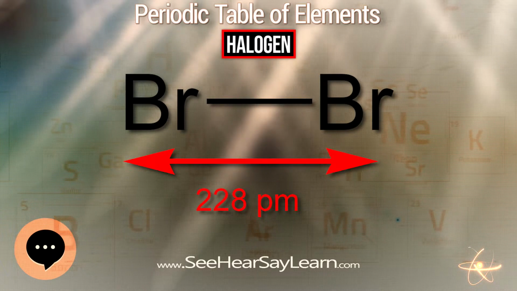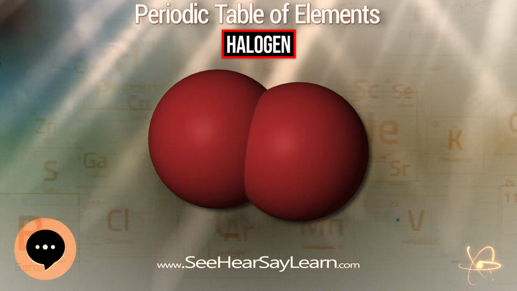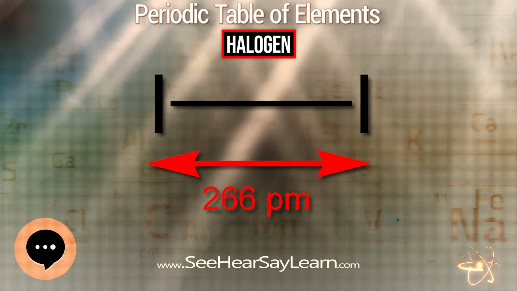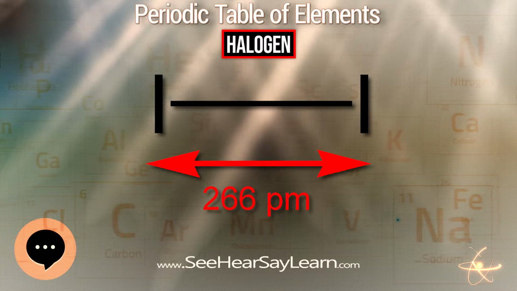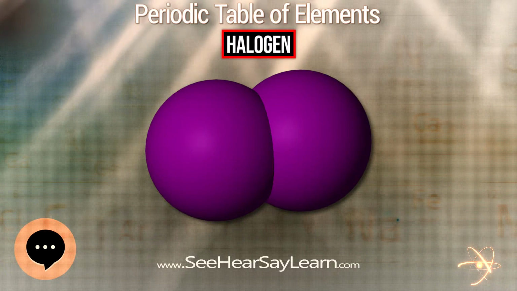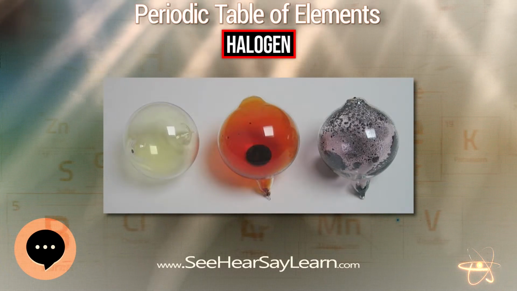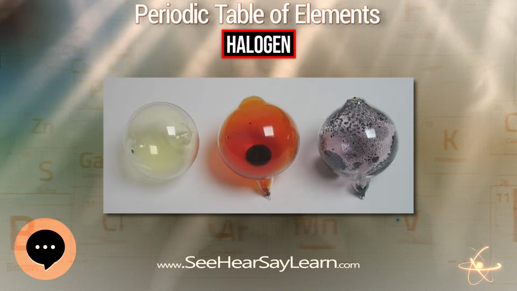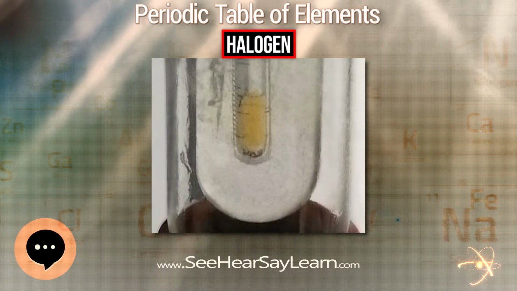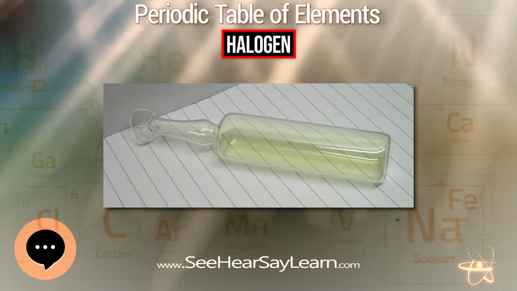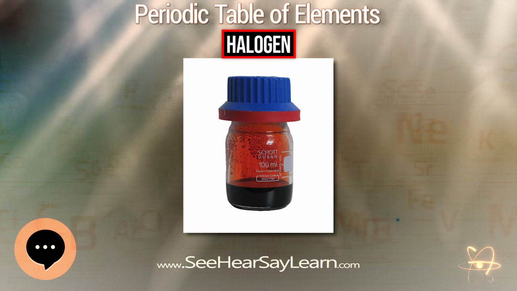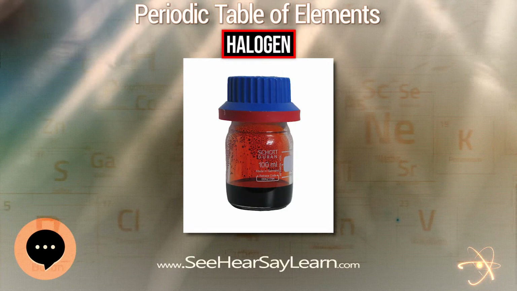Chlorine has two stable and naturally occurring isotopes, chlorine-35 and chlorine-37. However, there are trace amounts in nature of the isotope chlorine-36, which occurs via spallation of argon-36. A total of 24 isotopes of chlorine have been discovered, with atomic masses ranging from 28 to 51. There are two stable and naturally occurring isotopes of bromine, bromine-79 and bromine-81. A total of 32 isotopes of bromine have been discovered, with atomic masses ranging from 67 to 98.